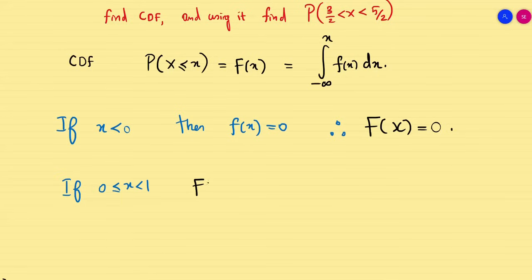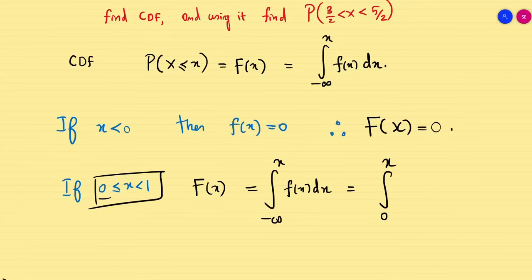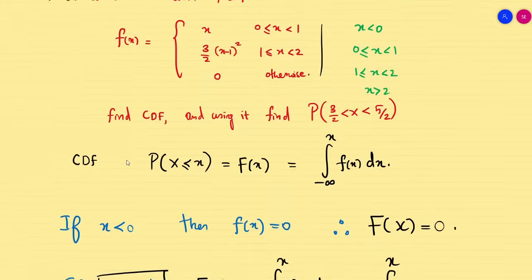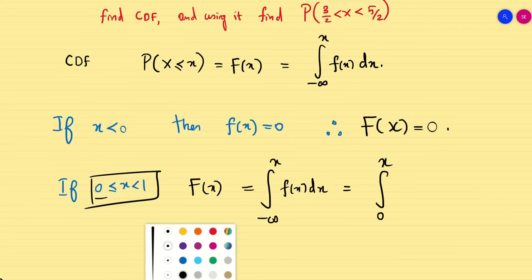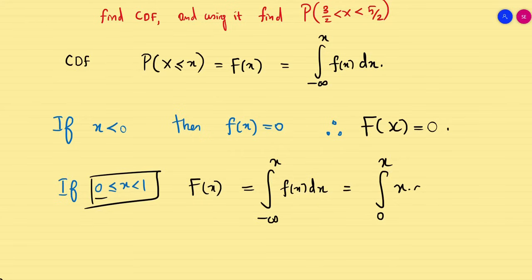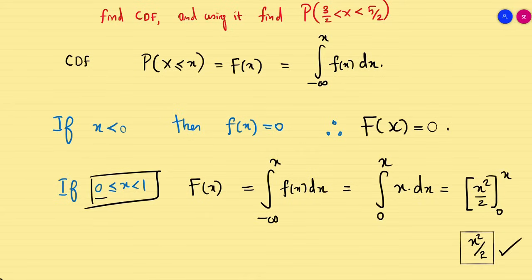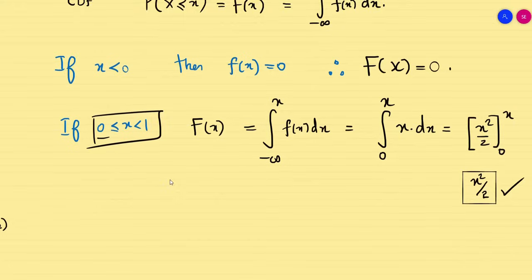From the formula, capital F of x is the integral from minus infinity to x of f of x dx. But here my lower limit is 0, so I'm going to take it from 0 to x. Because my interval is 0 to 1, according to the question the function value is simply x. So I'm going to take only x here. So x dx, the integral gives x square by 2 from 0 to x. So my answer is simply x square by 2. Done. So now I found the value for the interval 0 to 1.